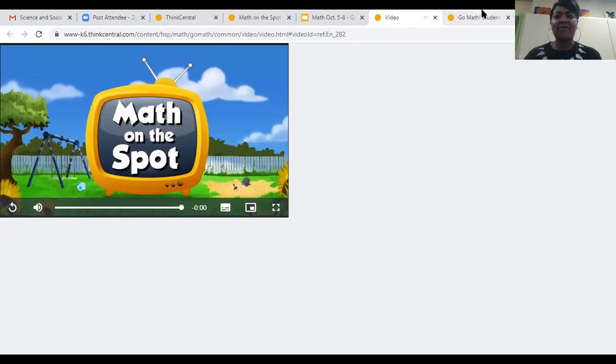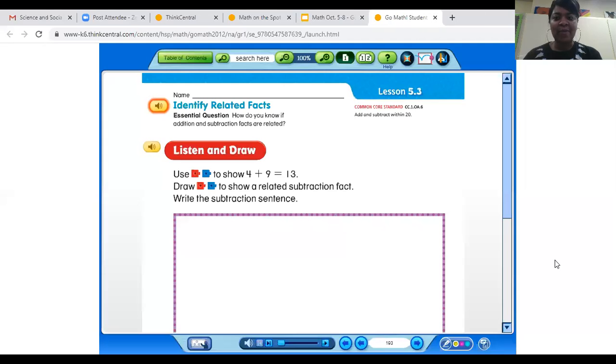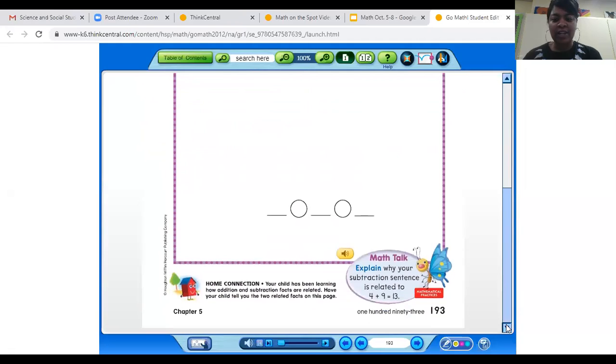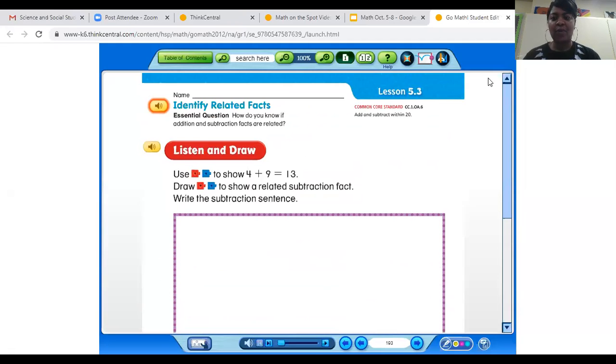All right, so it's time for us to get our book. In our books, we're going to open up to page 193, and this is what it looks like. It is lesson 5.3. All right, so right here, we're going to listen and draw.